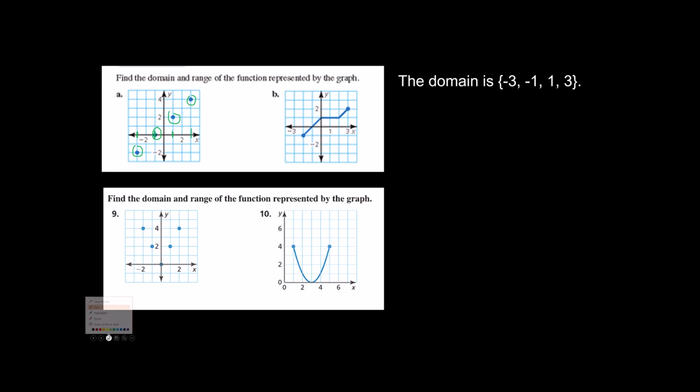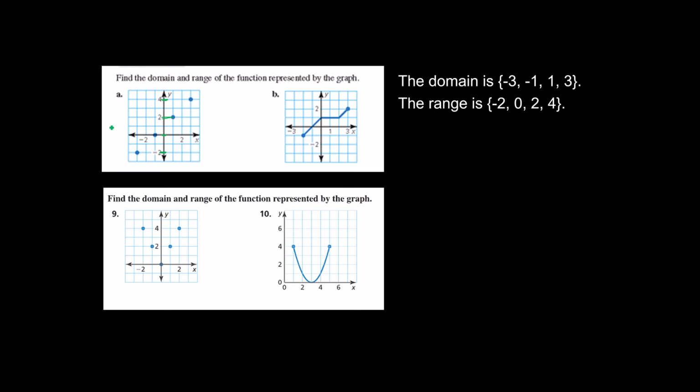Let's look at the range. The range deals with where it goes up and down. So if I look at this first point again, I'm just looking at where it falls on the y-axis. It's right here along the -2. This is along the 0. This one is along +2. And this is along +4. My range is -2, 0, 2, and 4.